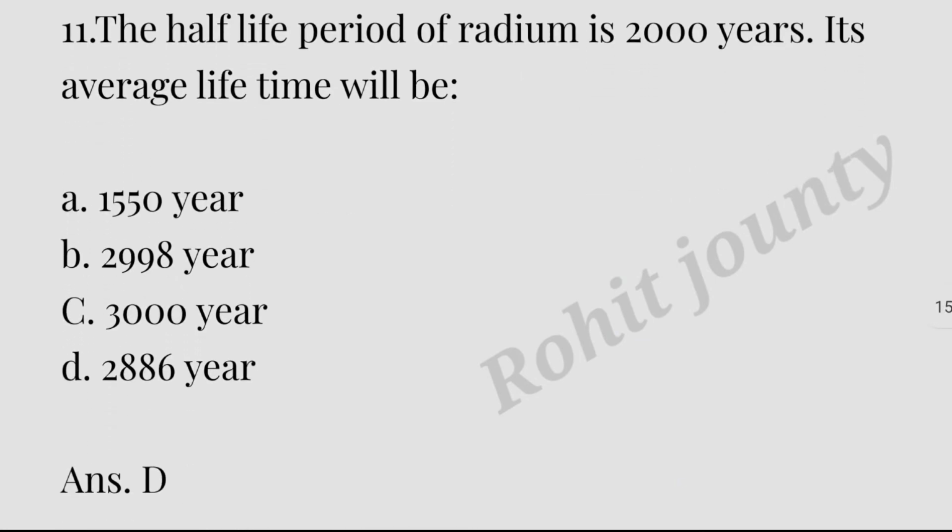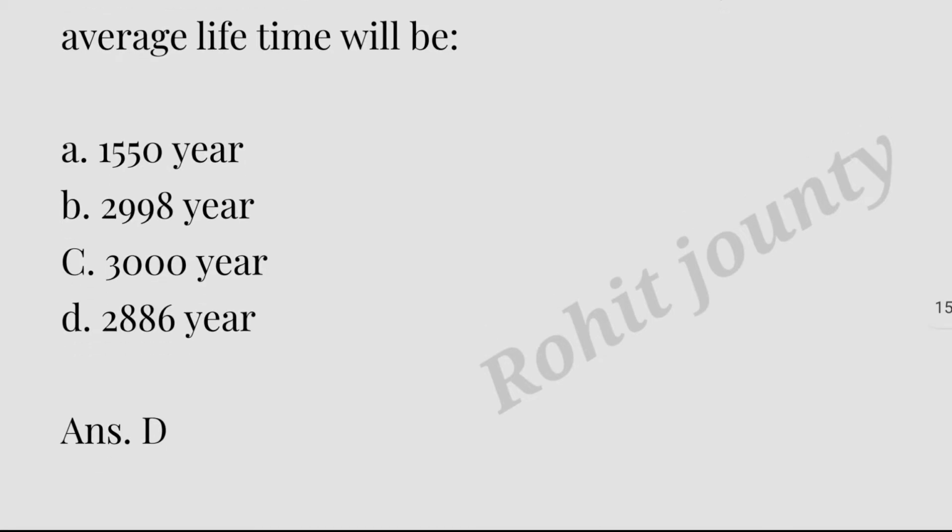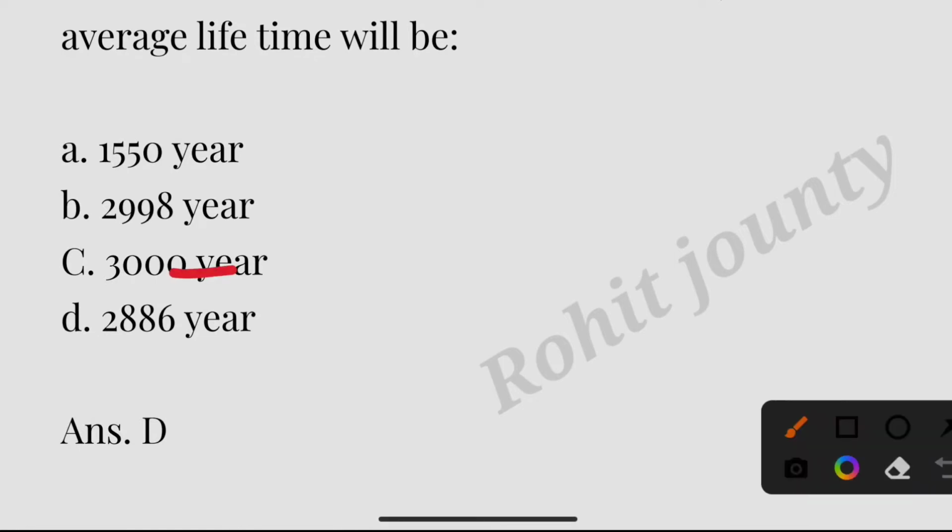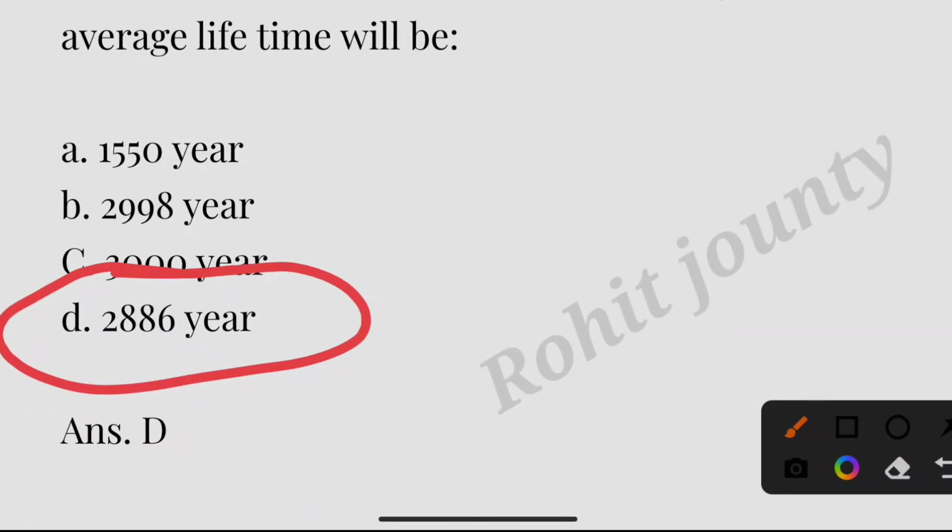Question number 11. The half-life period of radium is 2000 years. Its average lifetime will be option A: 1550 years, option B: 2998 years, option C: 3000 years, option D: 2886 years. The correct answer is option D: 2886 years.